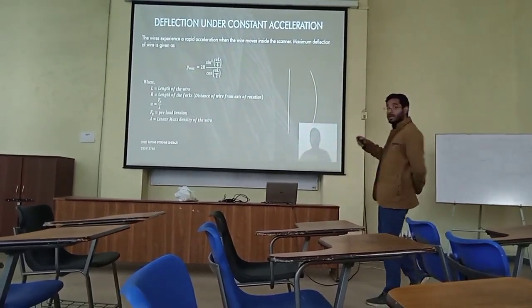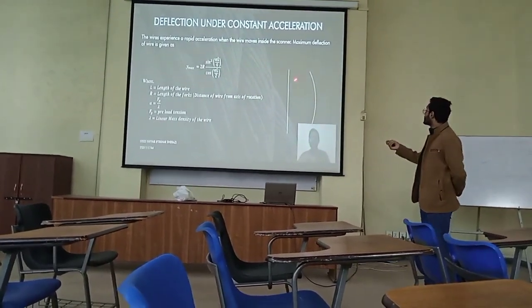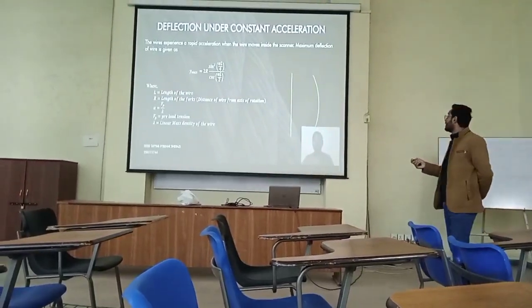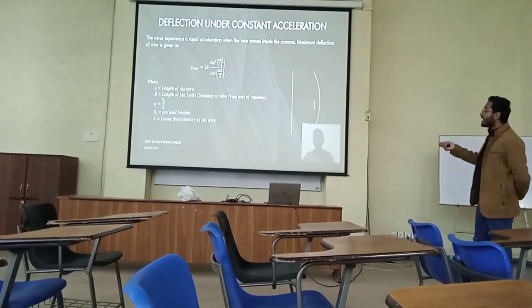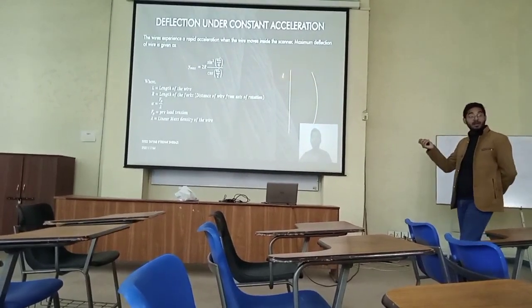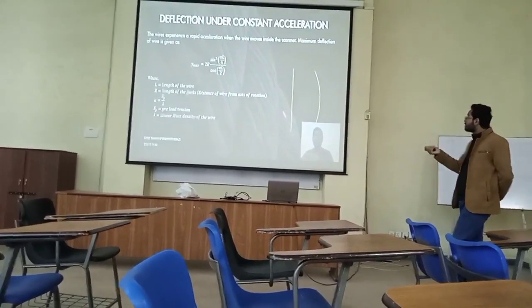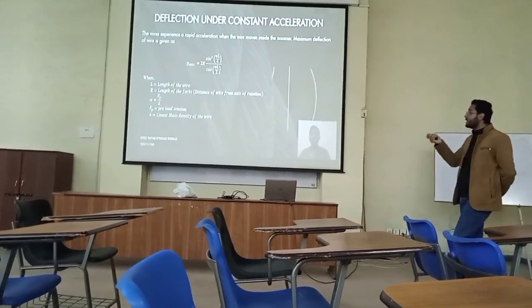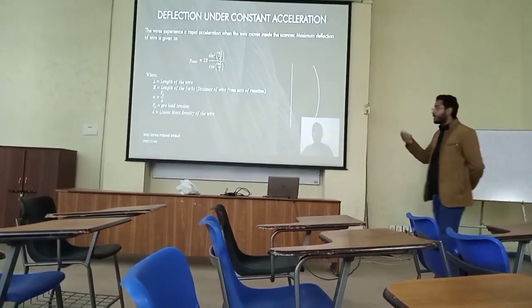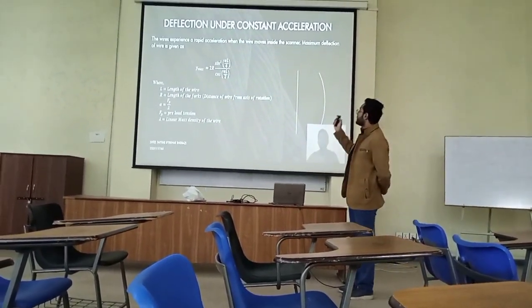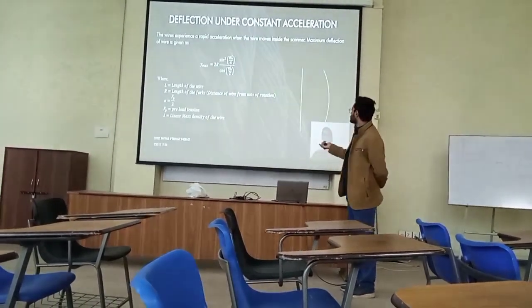In the previous slide I showed you that the wire interacts with the beam and it gives us the beam profile. But if it's deflected, it can give us a distorted beam profile. So it must have the least deflection. It must be straight in order to give a perfect, good beam profile. So the deflection must be the least.